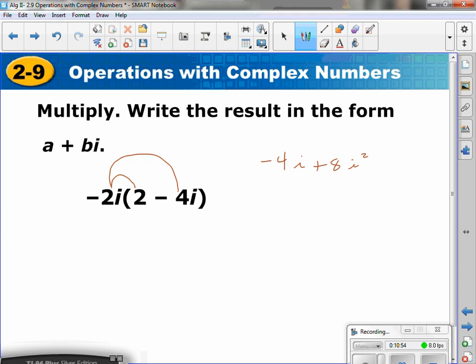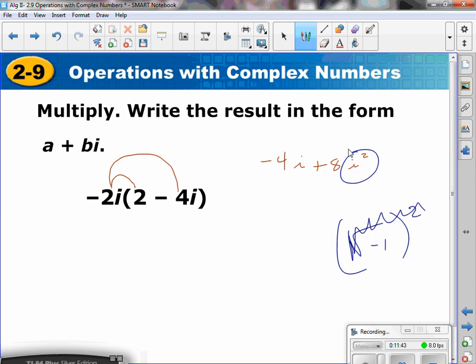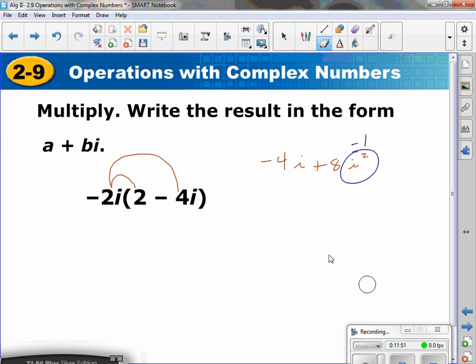Remember back from a few sections ago, what does i squared really mean? What does i even stand for? Imaginary, but when do you get imaginary numbers? When you take the square root of a negative number. So when you take the square root of negative 1, that's when you get an i, correct? So if I square an i, if I square a square root, what are you left with? The square and the square root cancel each other out. You're just left with negative 1. i squared means negative 1. So whenever you see that i squared, it means negative 1.